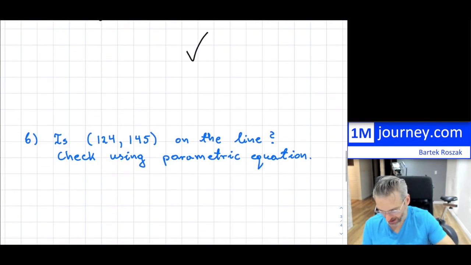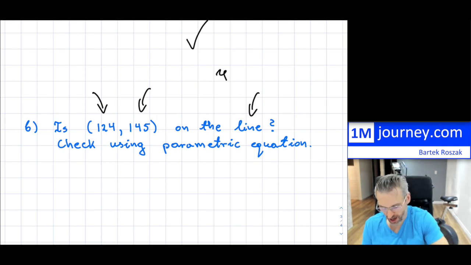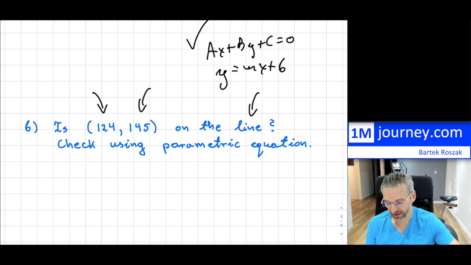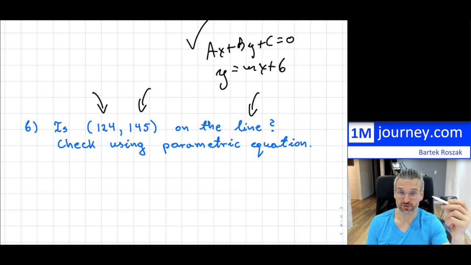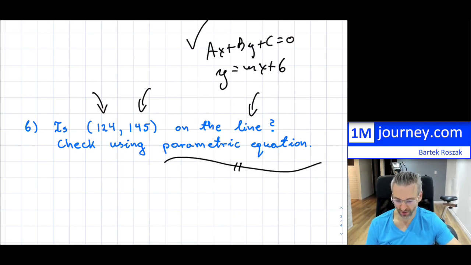Now lastly, I have this interesting point. We knew how to check if a point is on the line, right? If we have y is equal to mx plus b, or if we have ax plus by plus c is equal to 0, then we can just substitute and we'll know exactly, as long as we get left-hand side equals right-hand side. But how would you check it using either the vector equation of the line or the parametric equation of the line? Here I'm asking you, okay, check using the parametric equation.